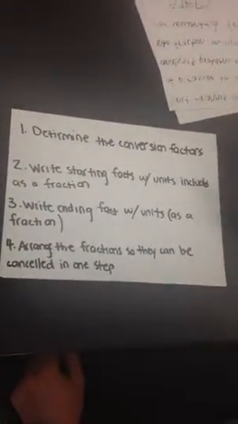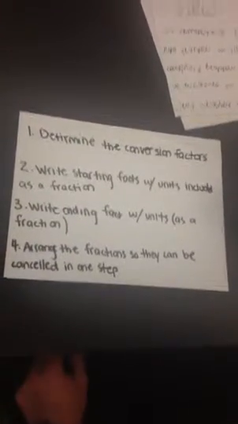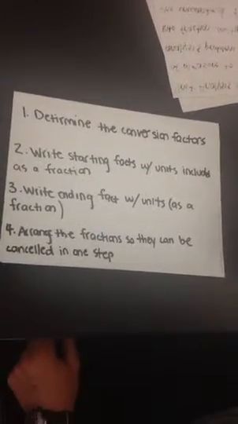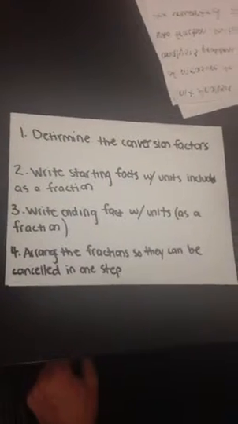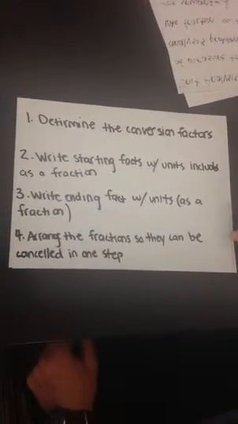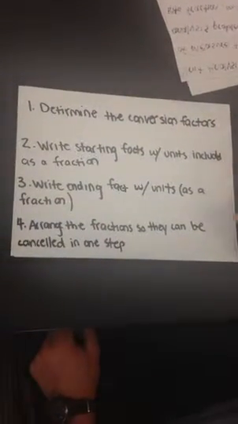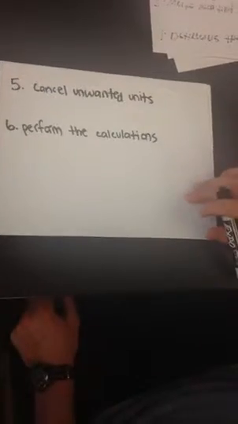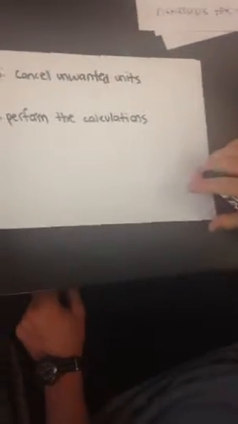Determine the conversion factors. Write the starting factors with units included as a fraction. Write the ending factor with the units included as a fraction. Arrange the fractions so they can be canceled and multiplied in one step. Cancel the unwanted units, and then perform the calculations. So now we're going to show you some examples.